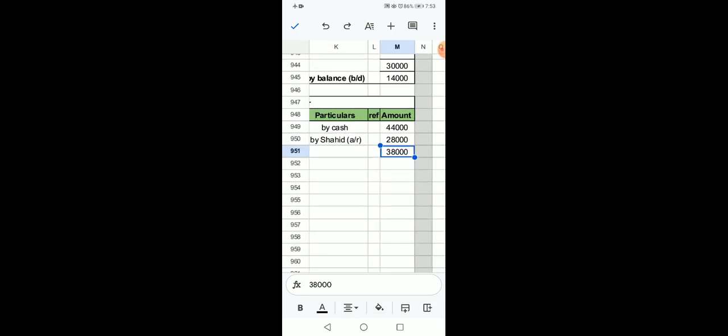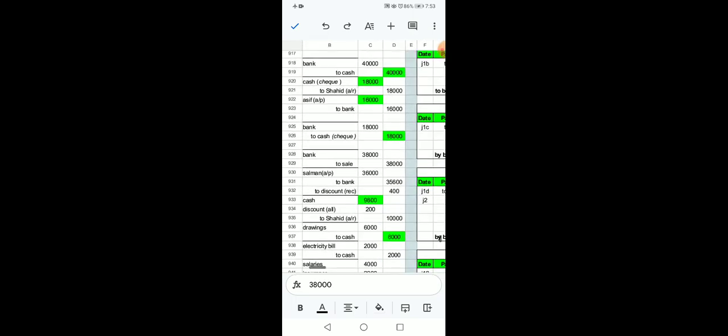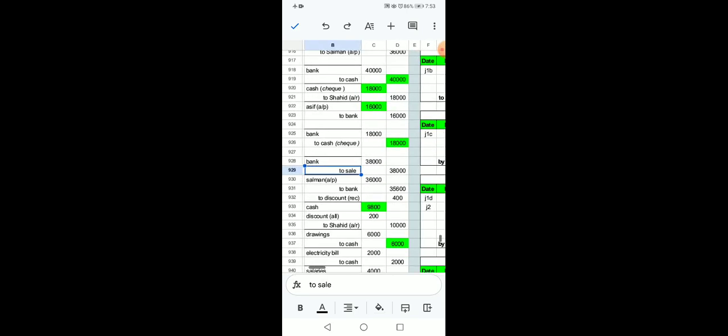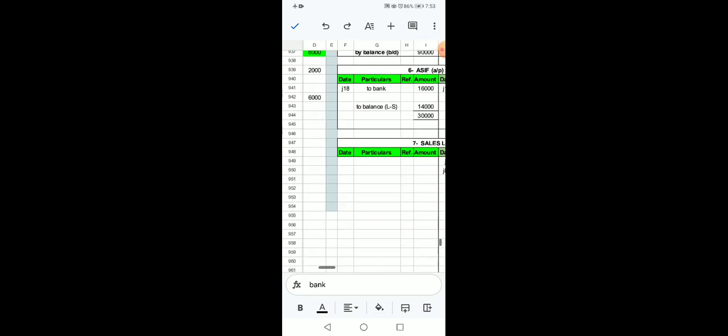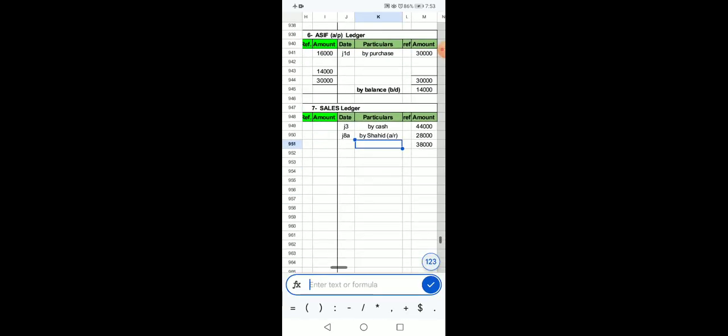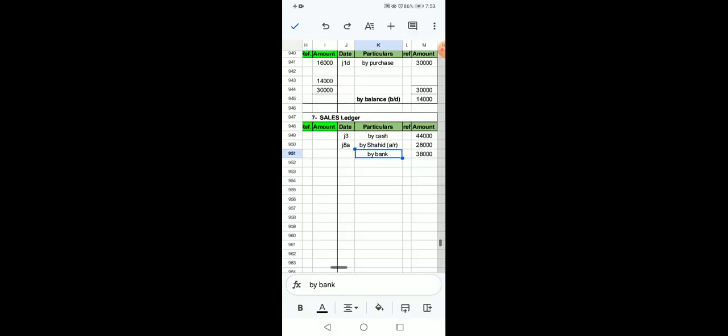Instead of writing 3, it was written 2, but believe me, it was the most difficult error to be found out. 38,000 is credited in sale ledger. Let's see what was the reference of 38,000. Here you can see sale was credited 38,000. What is written on the opposite side? It is bank. So you are supposed to write by bank in particular column as reference for 38,000.